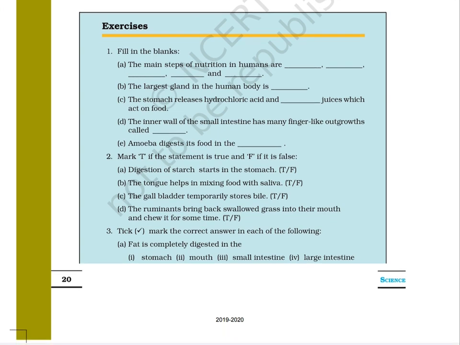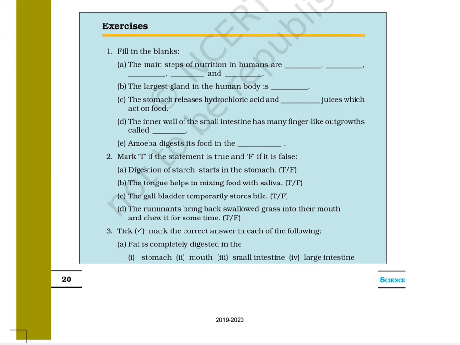2. Mark T if the statement is true and F if it is false. A. Digestion of starch starts in the stomach. B. The tongue helps in mixing food with saliva. C. The gallbladder temporarily stores bile. D. The ruminants bring back swallowed grass into their mouth and chew it for some time.